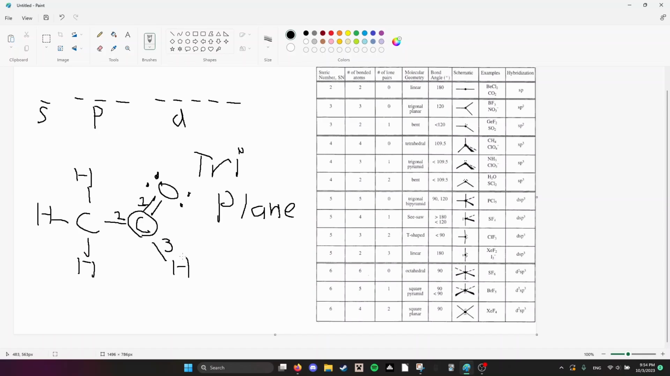And because it has 1, 2, 3, let's go back up to here and look at our S and P. We have 1, 2, 3, which means this should be sp2 if we follow this all the way over with 3, 0, trigonal planar. Would you look at that? It's sp2. Now you can see that this is going to be extremely helpful later down the line.